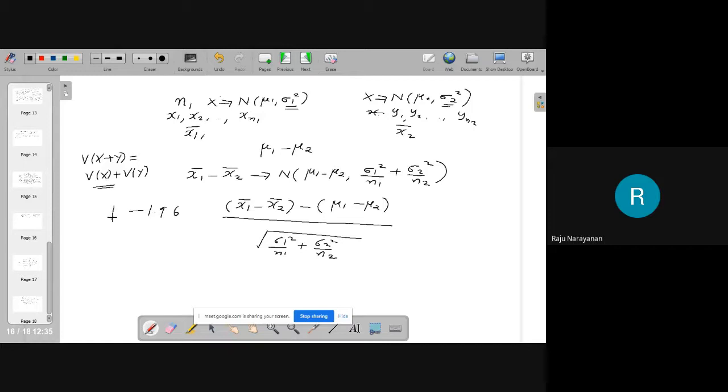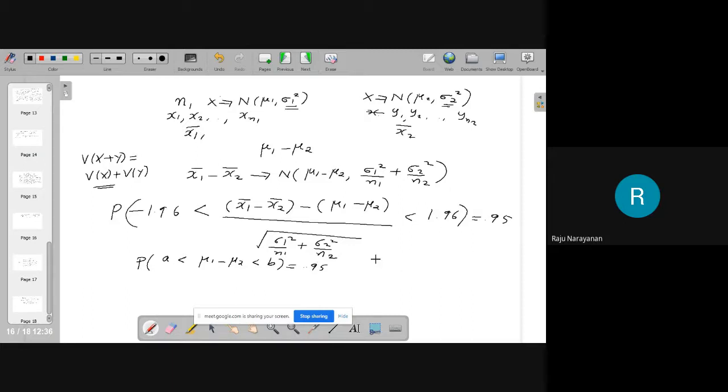Probability that minus 1.96 is less than that standardized normal, less than 1.96, is 0.95. Now you cross multiply and subtract x1 bar minus x2 bar, etc. And then finally you multiply by minus 1. You are getting a confidence interval for mu1 minus mu2. Something like this you will get finally. I need this result for testing the equality of means of two populations. That is why I explained this here.